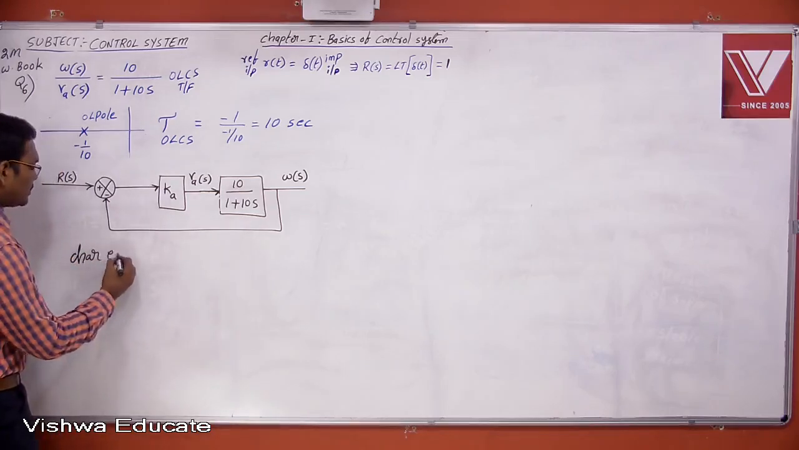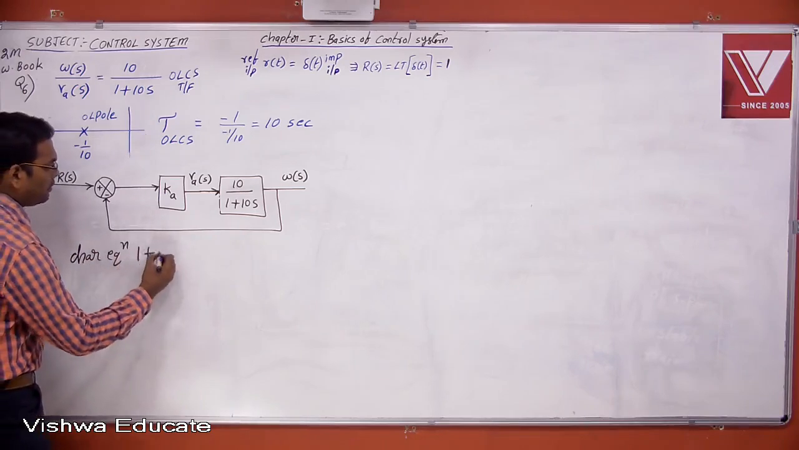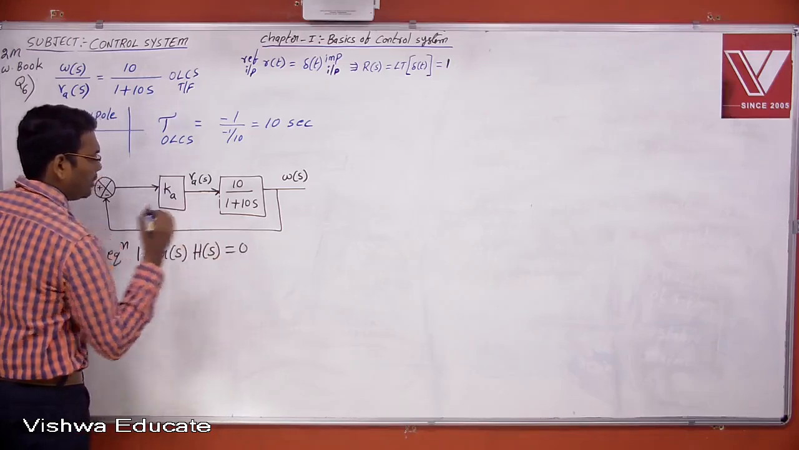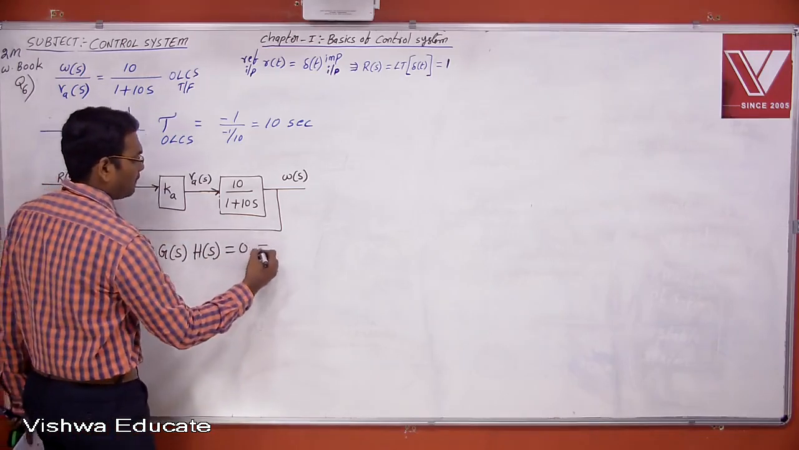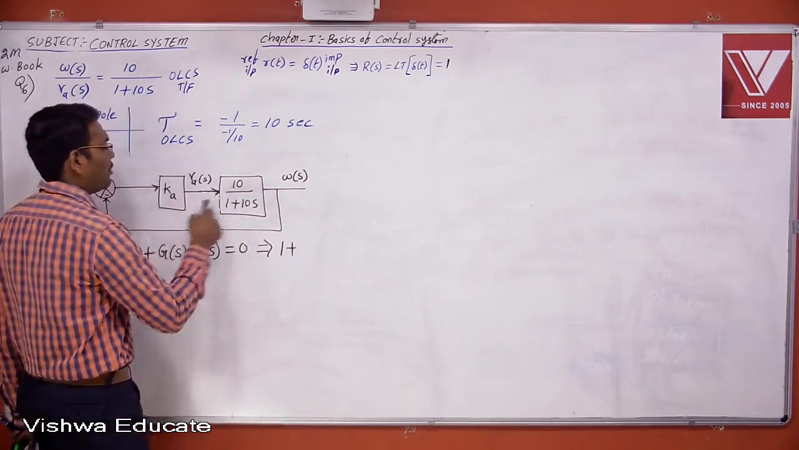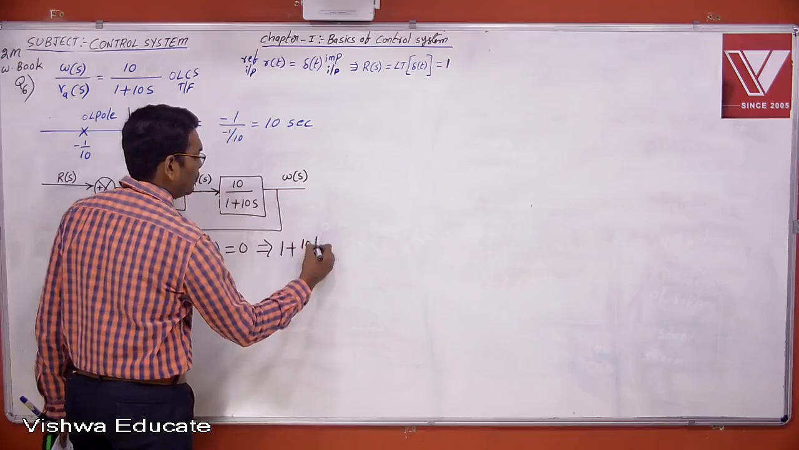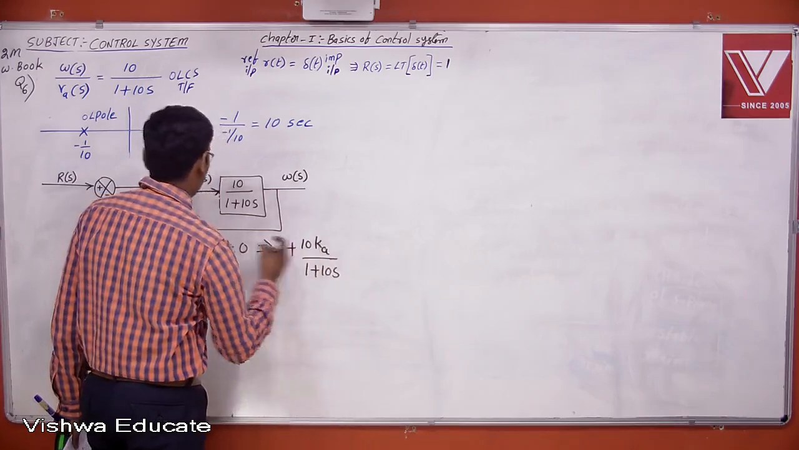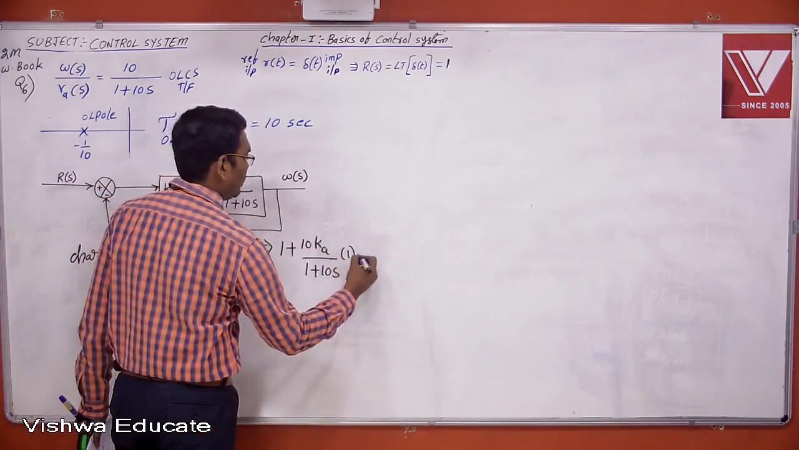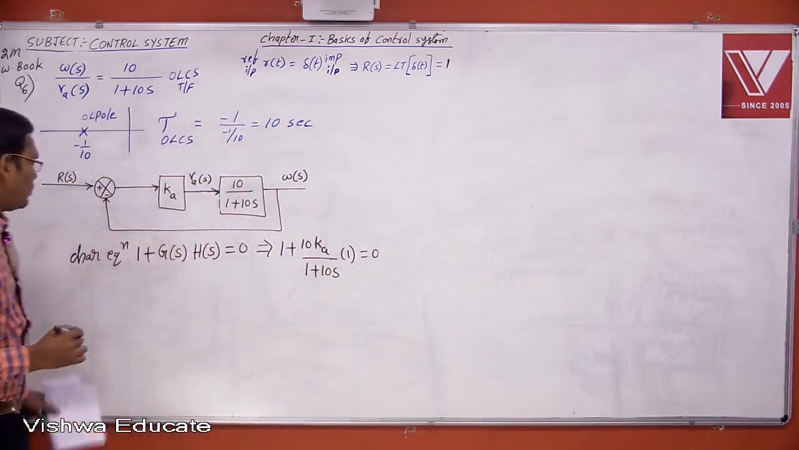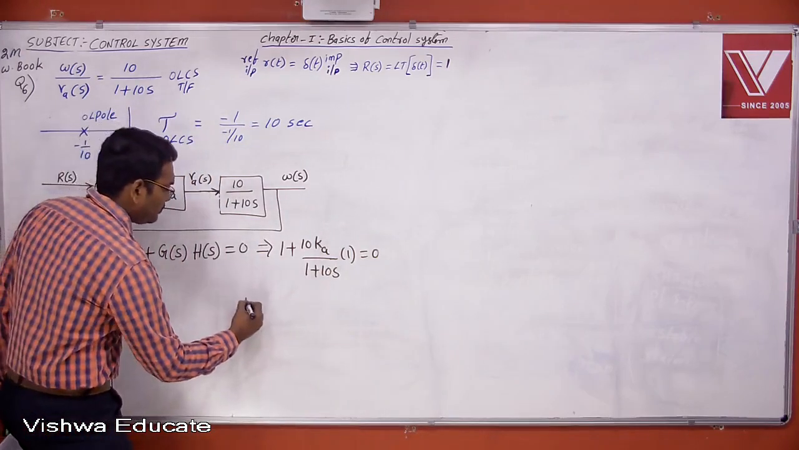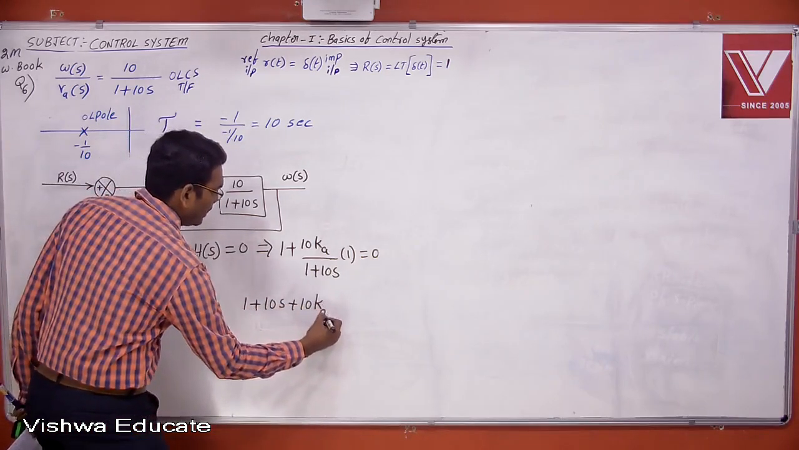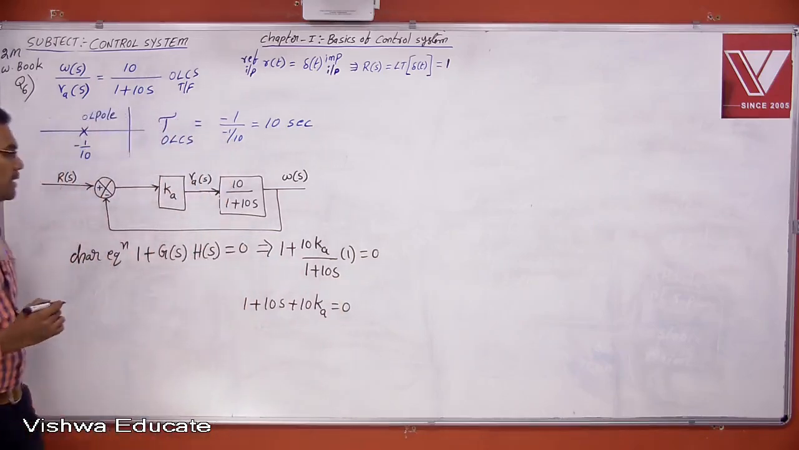What is the characteristic equation? The characteristic equation is 1 plus forward path gain G of S into H of S equal to 0. Therefore, 1 plus, what is the forward path gain? The overall forward path gain is 10 into Ka by 1 plus 10 into S, into H of S, the feedback path gain, which is equal to 1, which is equal to 0. Now this is the characteristic equation: 1 plus 10 into S plus 10 into Ka equal to 0. This is the characteristic equation.